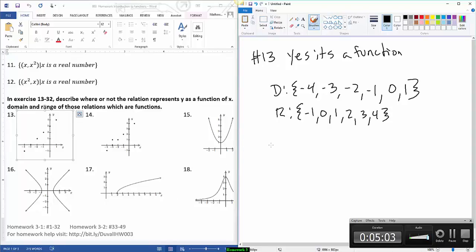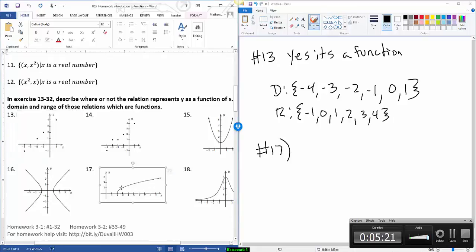What about number 17? Number 17, this one here passes the vertical line test, right? Because here, there's no way. And so my domain, it looks like there's nothing over here, so it looks like it's going to start at 2. If I were to project it, let's see, let's try this again.